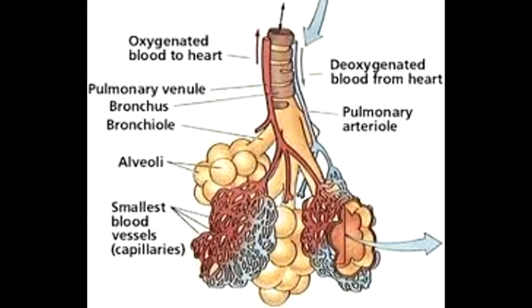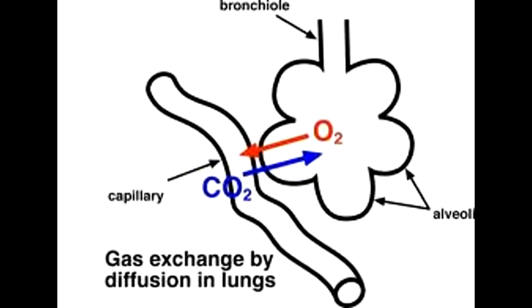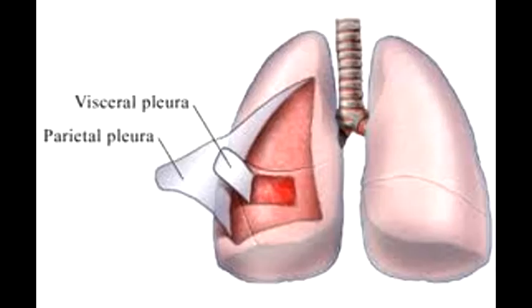External respiration occurs at the alveoli and capillaries. This is where carbon dioxide leaves blood and oxygen enters blood, via the capillaries and alveoli. The pleural membranes are two membranes that cover the lungs. Between the membranes is interstitial fluid, which helps maintain the lungs' pressure.